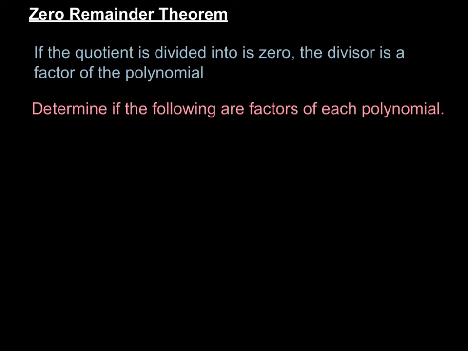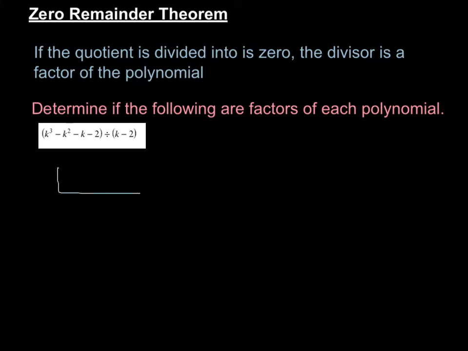So for example, I want to see if this divisor is a factor of this polynomial. So if I were to divide this into this polynomial, the remainder should be 0. If it's not 0, that means it's not a factor. So you can either do long division or you can do synthetic division. I'm going to choose synthetic division just because it's quicker and easier, in my opinion, of course.